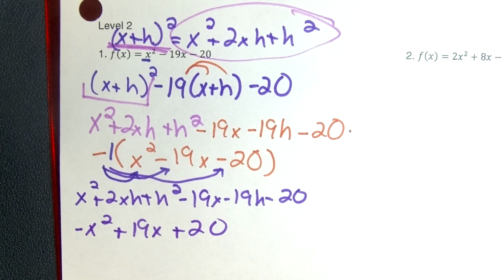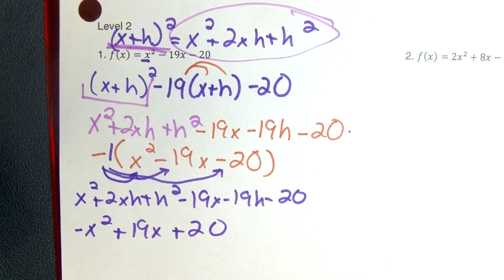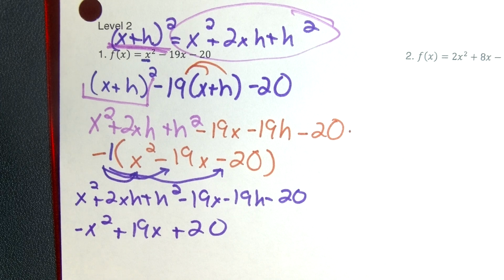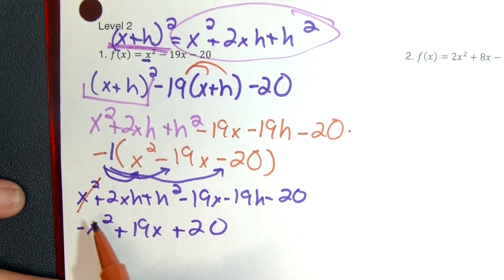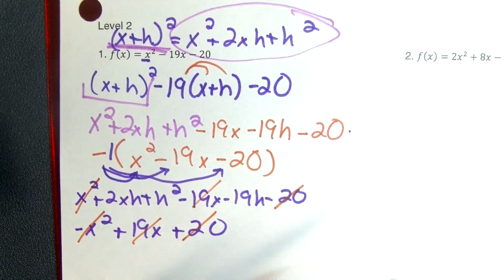Okay? Substitute in x plus h first for all of the x's. That's what we're forgetting to do. Replace (x plus h) squared with the expansion. Subtract your original function. Make sure you distribute the negative sign. And now we can simplify by crossing things out. X squares cross out. 19x cross out. 20 crosses out.